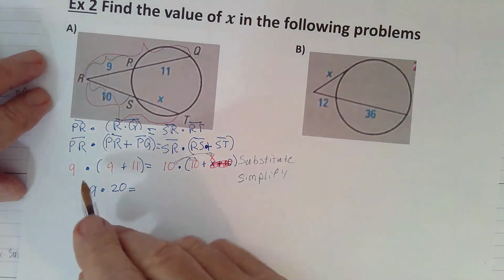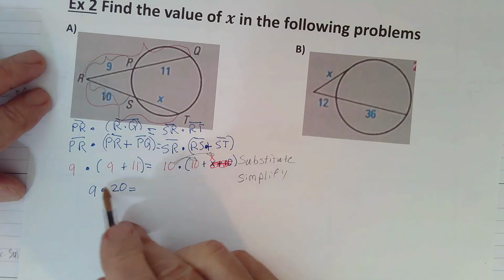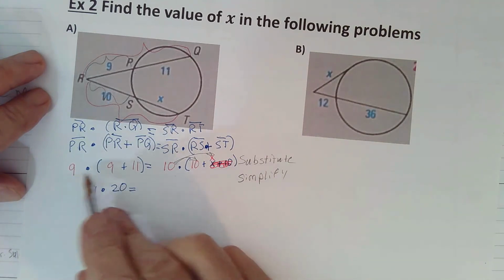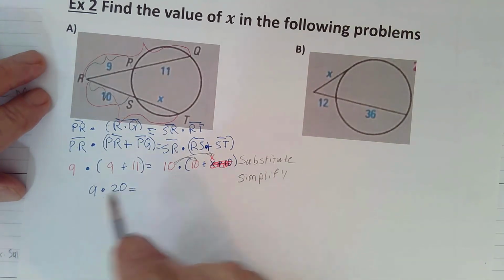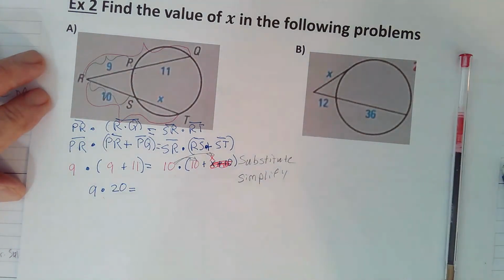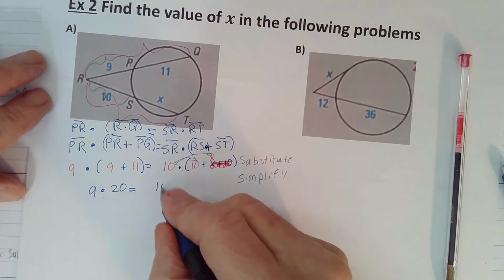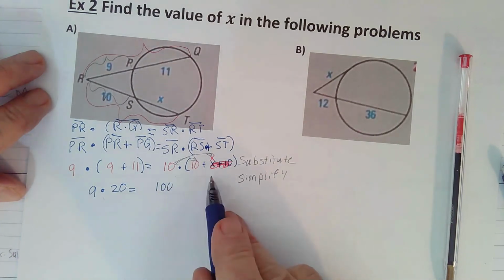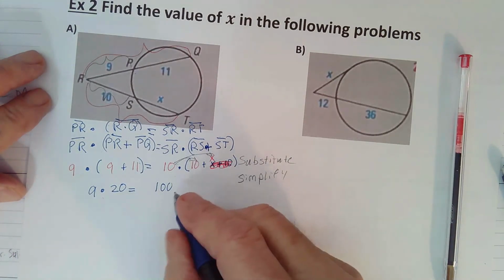Now I could have done distribution here, but since I could simplify this way, I'm just going to distribute by now multiplying this times the total. So I'm good there. So 10 times 10 is 100. And then 10 times X is 10X.